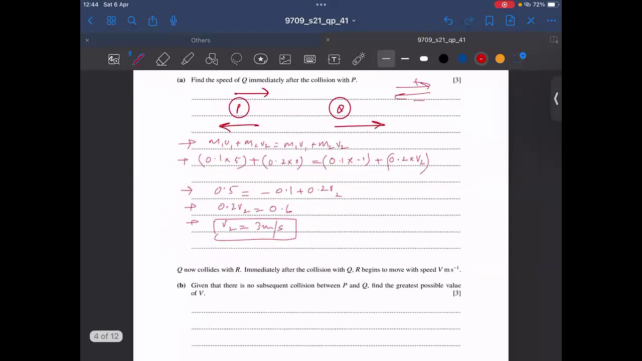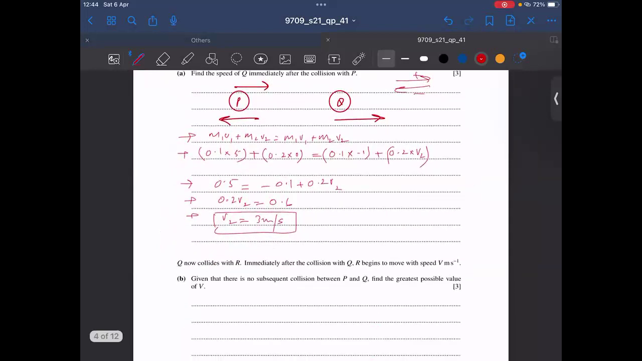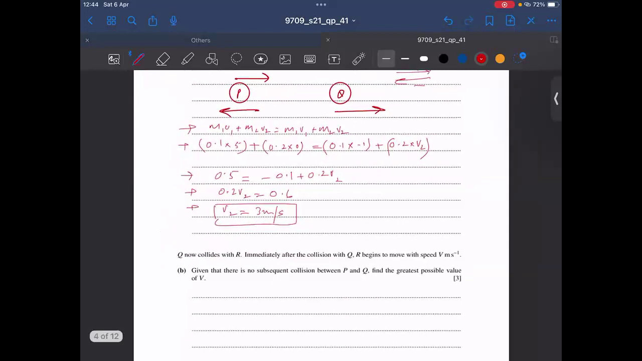Q now collides with R. Immediately after the collision with Q, R begins to move. Okay, now Q and R are colliding. R then moves towards right.